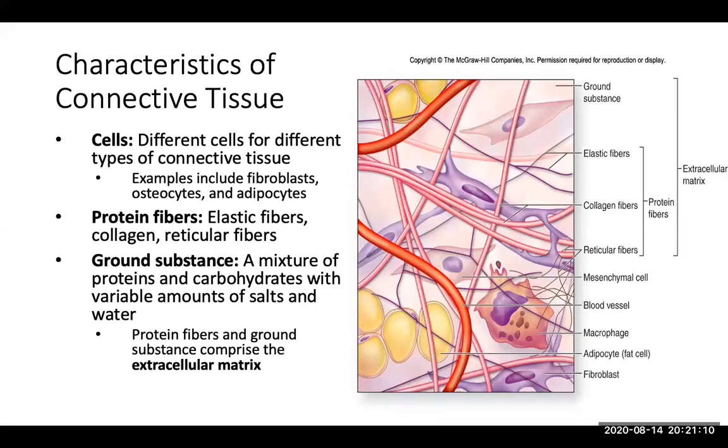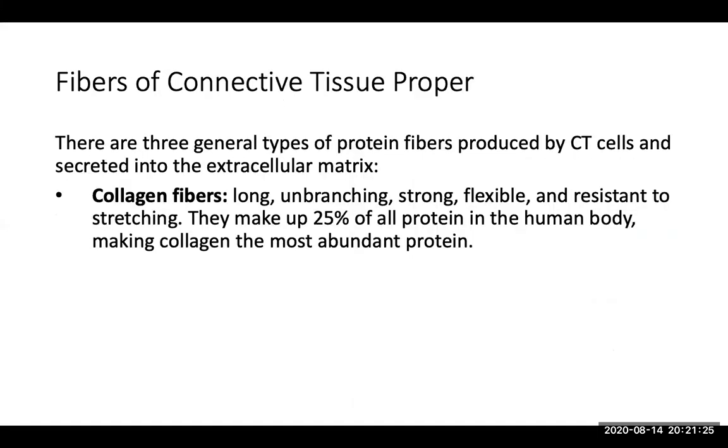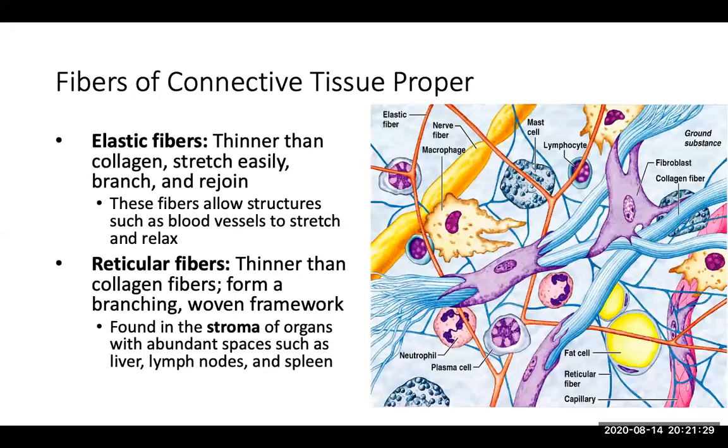Characteristics of connective tissue: they have few cells. There are some cells in connective tissue, but much fewer than what we just saw in epithelial tissue. Many protein fibers and lots of ground substance, which is a mixture of proteins and carbohydrates. Fibers of connective tissue can be collagen fibers. They can be elastic fibers, or there can be reticular fibers.